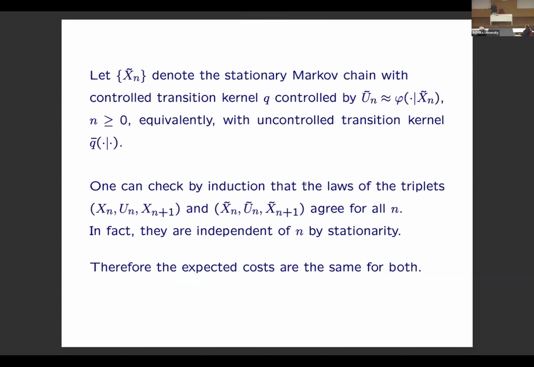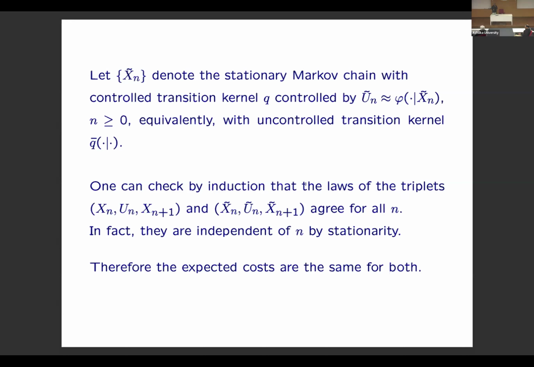So now I have this (xn, un) process going from minus infinity onwards, which is not Markov. Just by looking at xn, un, xn plus 1, I look at the conditional distribution of xn plus 1 given xn, un. That automatically defines a transition kernel, which is independent of n because my whole process was stationary. Now I construct a Markov chain x tilde n with this transition kernel. And the claim is that the triplets (xn, un, xn plus 1) and (x tilde n, u tilde n, x tilde n plus 1) have the same law, the same distribution.